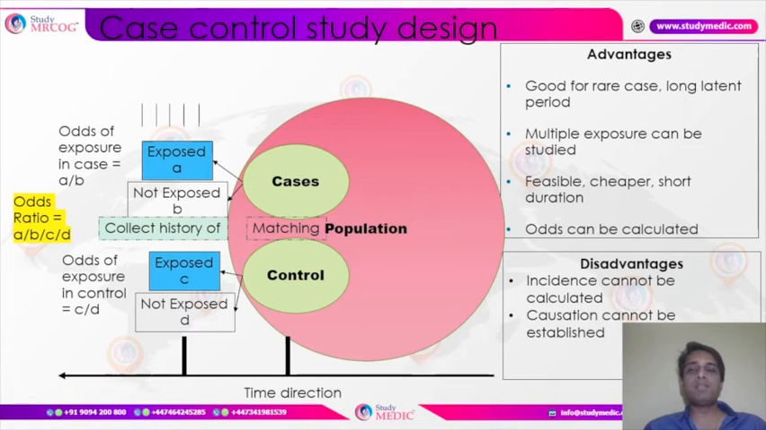Causation cannot be established because there is no establishment of temporality. Subjects may be prone to recall bias, and cases may select themselves. It is called a self-selection bias. They may opt to be enrolled more. This is about the case control study design.